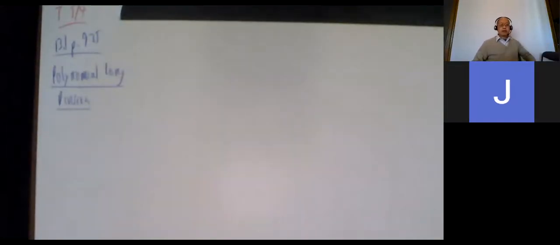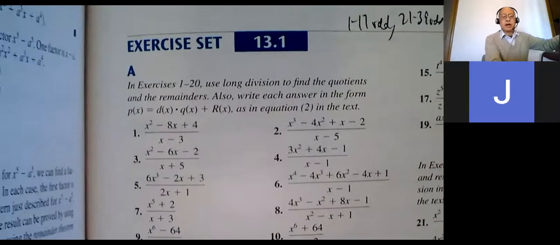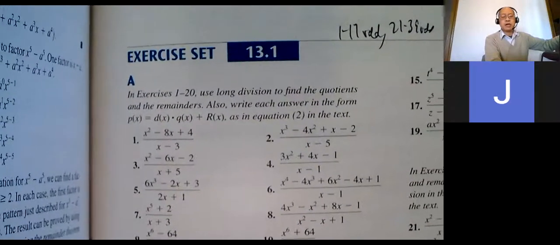Okay, so here we go. Polynomial long division. So this should be just for a refresher. This should not be brand new. And I'm going to lecture assuming you've seen it before. Okay, so number 1, x squared minus 8x plus 4 divided by x minus 3.